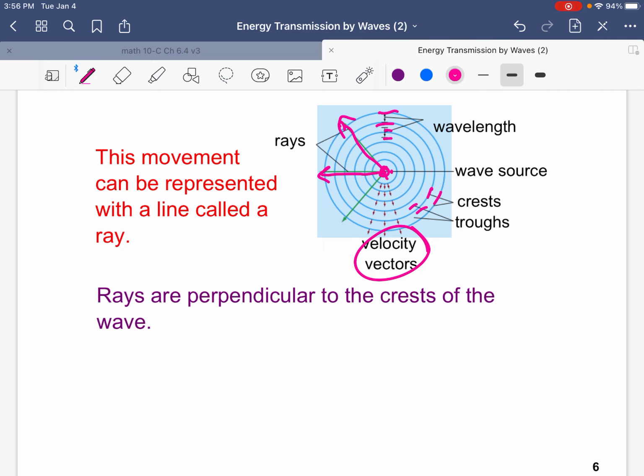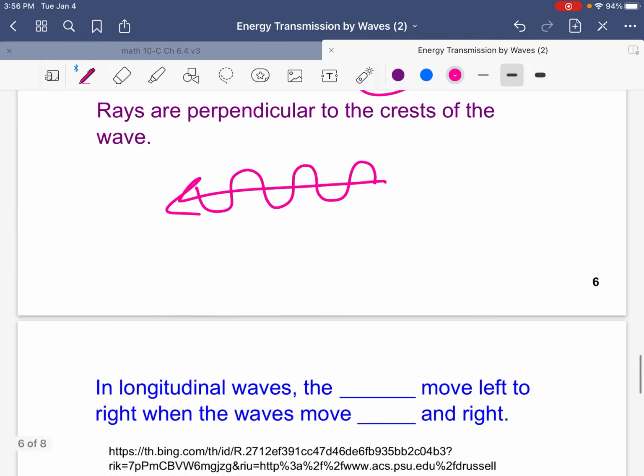Now, the important thing here is that rays are perpendicular to the crests of the wave. That is, the wave is going this way. What are you getting? Crests and troughs as the wave goes this way. This is a horrible drawing, trying to explain that to you. In class, we're all playing with springs and trying to not smack each other in the head. It makes more sense. But look at the diagram. Go along with me now.